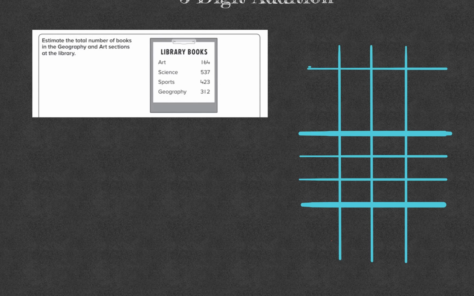In this video, we are going to go through a 3-digit addition written method strategy for solving. I have an example problem here that your third grader would see in the journal page or on an assessment. It says, estimate the total number of books in the geography and art sections at the library. So we know that we only need to look at the art and the geography section. We are seeing 312 and 164.